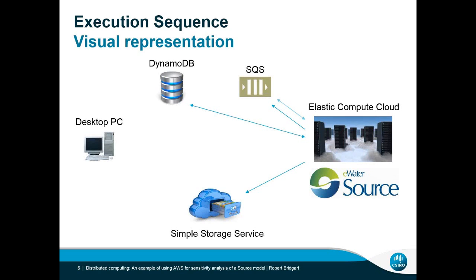And then the compute cloud would take a job off the queue. It would then get a parameter set from the database, execute that parameter set through the Source model, and save the results of the run to a cloud storage service. In the meantime, the main PC, which is monitoring this process, would be polling the queue to make sure that when we get to 0, it's time to shut everything down, and then it would tell all the VMs to turn off and retrieve the data from the storage service.